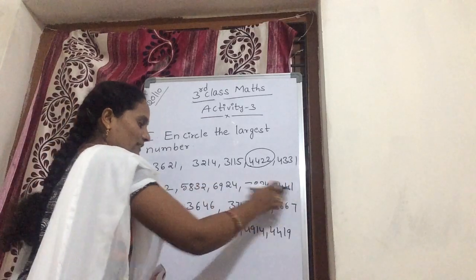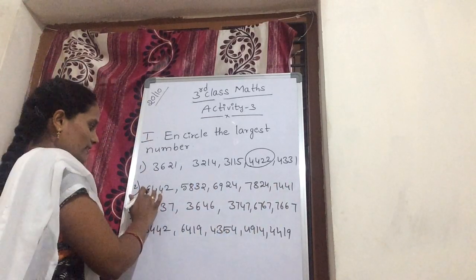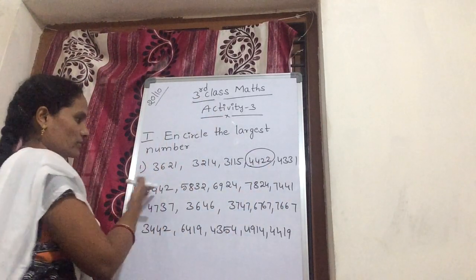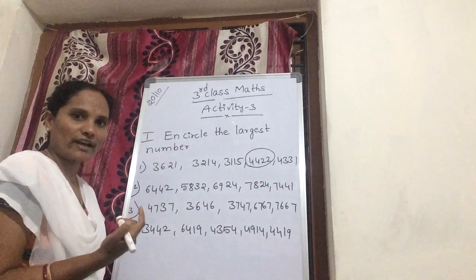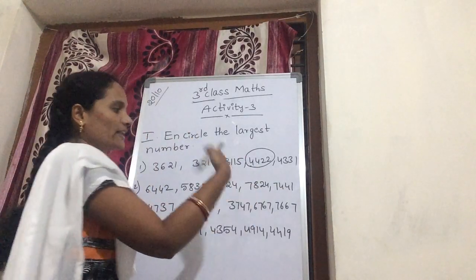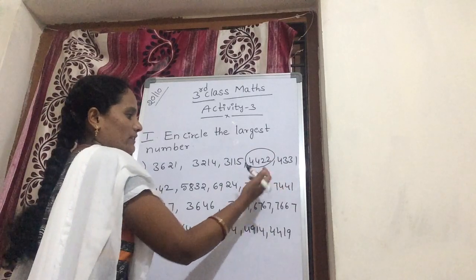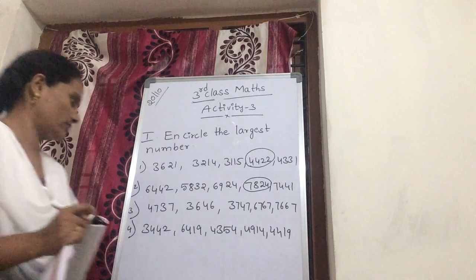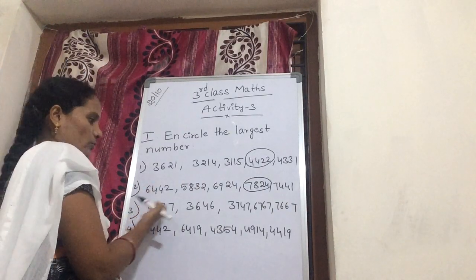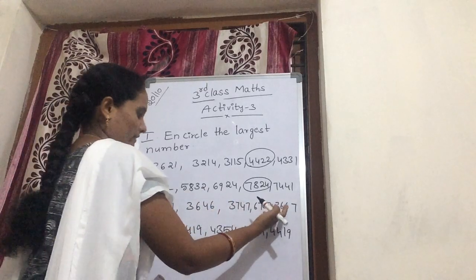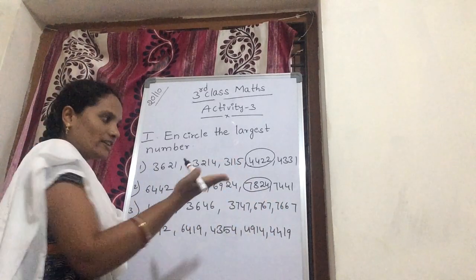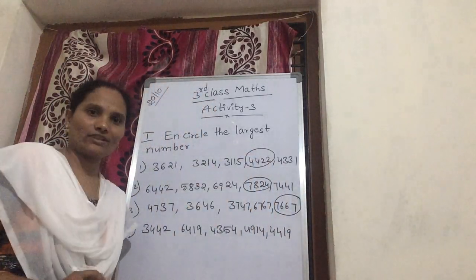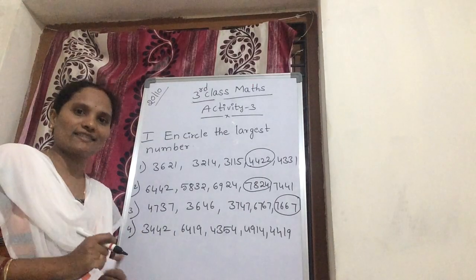Now same like that, this is also having a 1000 place. 6, 5, 6, 7, 7. You need the largest number. So 7, 7, that is both having 7. You compare the next place. 8, 4. 8 is the big one. So you put a circle to 7824. Next one, 4, 3, 3, 6, 7. So 7 is the largest one. So you put a circle to 7677.